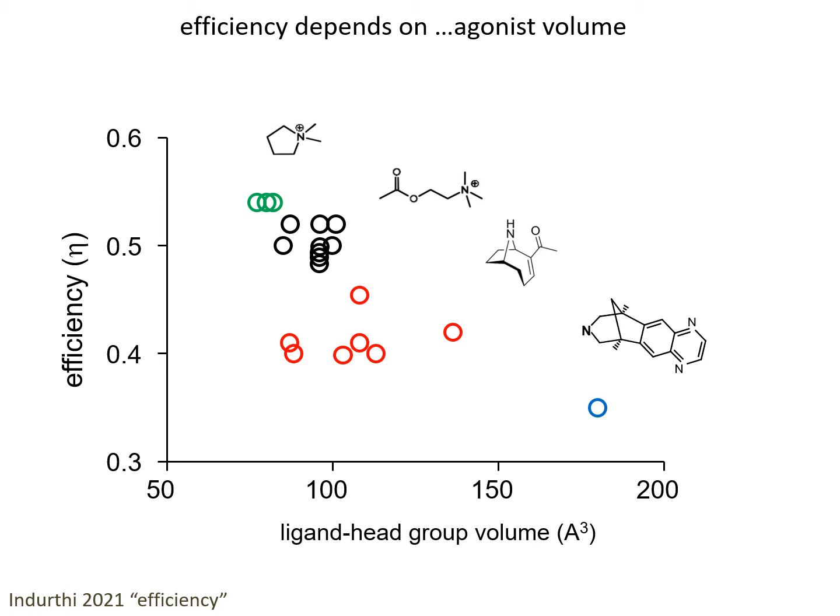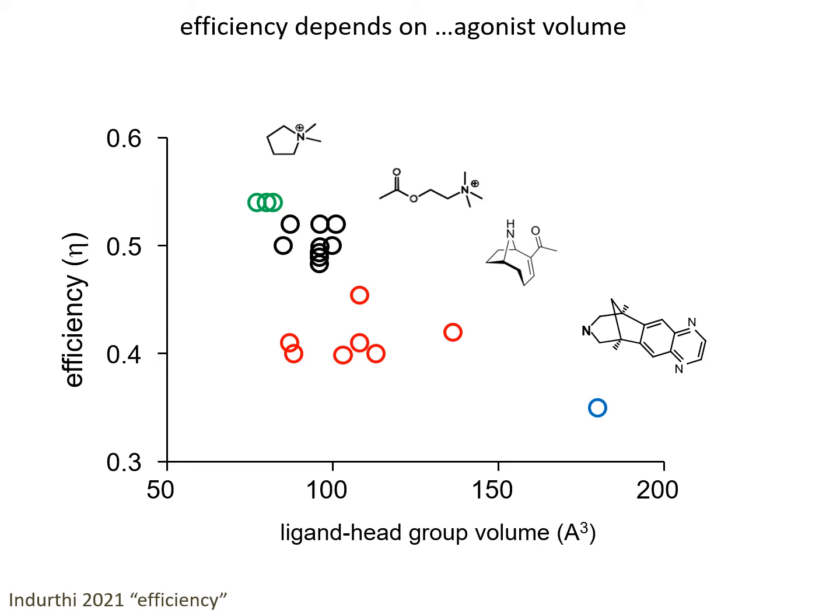The first thing we noticed about efficiency and structure is that there seemed to be a correlation between agonist size and efficiency. So the small ligands like tetramethylammonium and DMP shown here, the green ligands, have a higher efficiency than varenicline, which is the biggest of the ligands we studied.